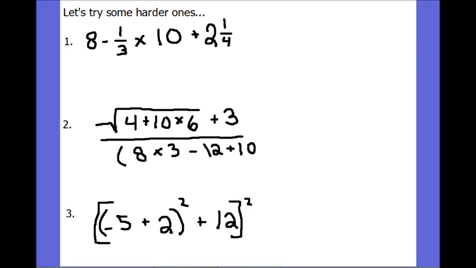Alright, so go ahead and give these a whirl. These are a little bit tougher. So this says 8 minus 1/3 times 10 plus 2 1/4. So again, go ahead and try that, see if we can get it.